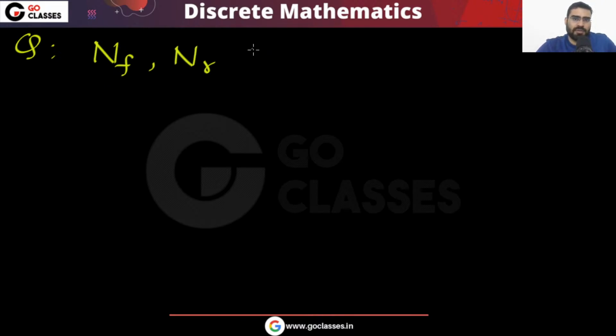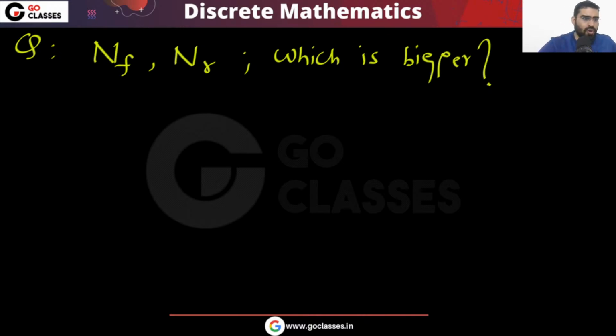Which is larger? The number of relations from A to A, is that larger, or the number of functions from A to A, is that larger? So this is what we have to find.